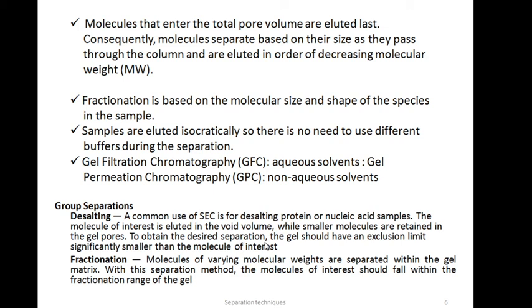The molecule of interest is eluted in the void volume, while smaller molecules are retained in the gel pores. To obtain the desired separation, the gel should have an exclusion limit significantly smaller than the molecule of interest. Fractionation can also be done. Molecules with varying molecular weights are separated within the gel matrix. With this separation method, the molecules of interest should fall within the fractional range of the gel.